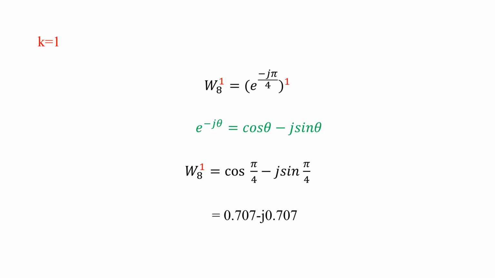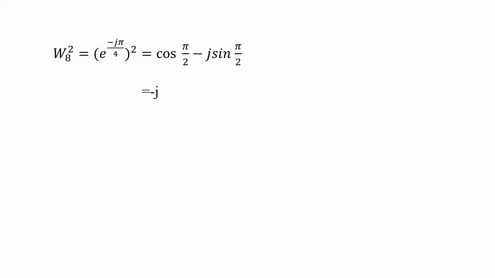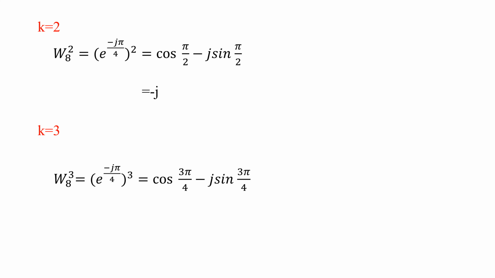Then for k equal to 1, that is W_8^1. The obtained expression is like e power minus j theta. e power minus j pi by 4 we got. So we can use the basic formula e power minus j theta, that is cos theta minus j sin theta. Here theta is equal to pi by 4. So our answer is cos pi by 4 minus j sin pi by 4. Similarly, we can find W_8^2, that is for k equal to 2. And then for k equal to 3, W_8^3 we can find.